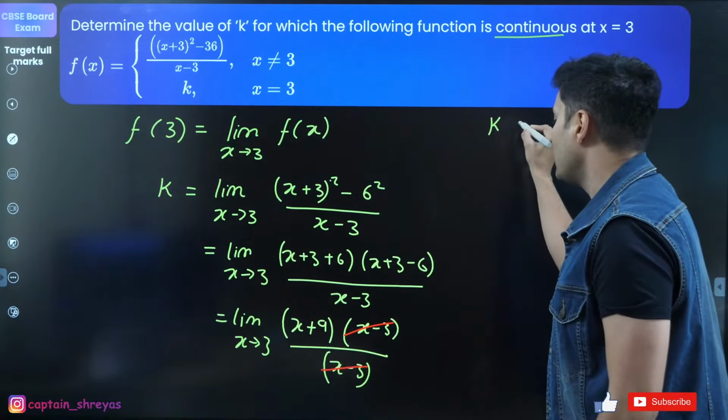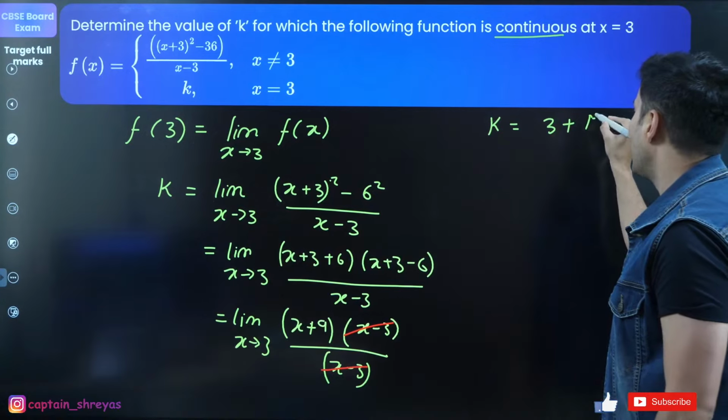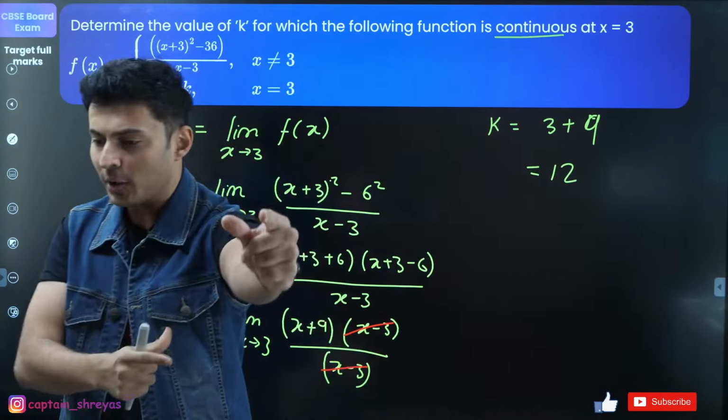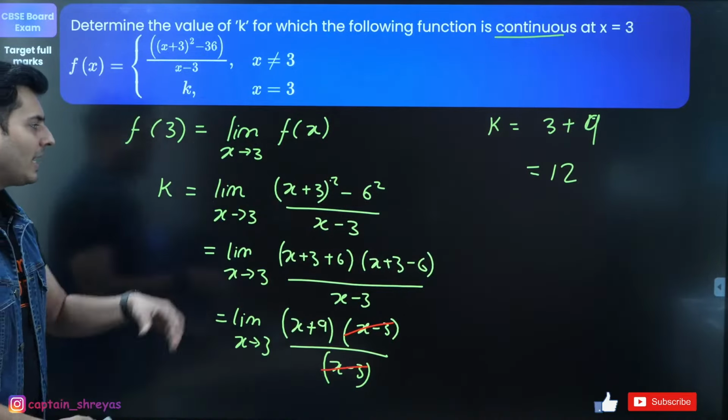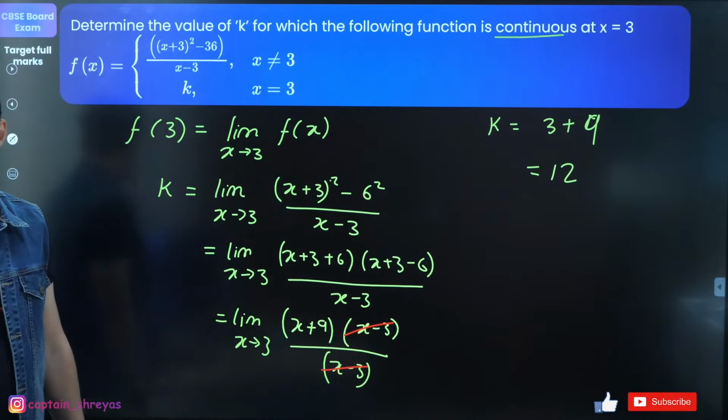So hence the limit, when you put x is equal to 3, it will become 3 plus 9, which is going to make it 12. Exactly, very good. Many of you have marked the answer. Looks like you guys are really quick and I'm really proud of this. Hardly a 1 or 2 marks question, that's it.